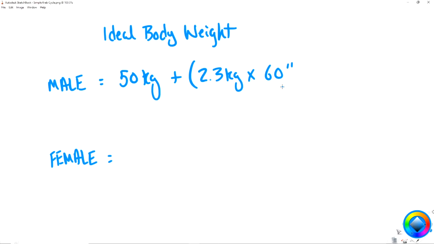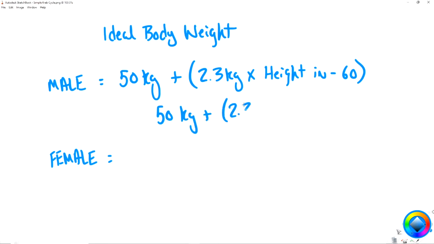Okay, so we can easily write this: height in inches minus 60. All right, so for me, this equation would read as 50 kilos plus 2.3 kilos times, I'm 5'10", so 60 inches is 5 feet, so that would be 10 inches, okay? And this would equal 73 kilograms, okay? That would be my ideal body weight. Remember, we're not dealing with exact body weight, we're dealing with ideal body weight.